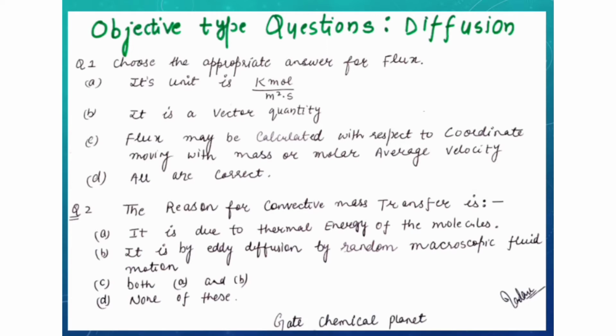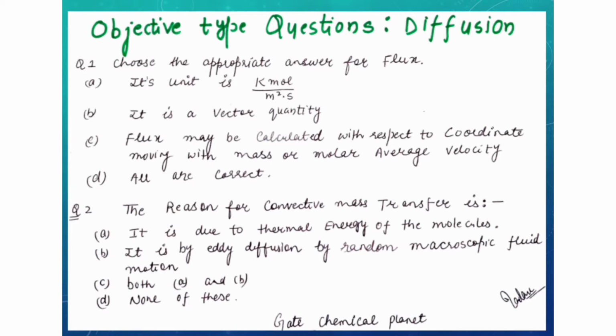Question number 1 says, choose the appropriate answer for the flux. Its unit is kilomole per meter square. It is a vector quantity. Flux may be calculated with respect to coordinates moving with mass or molar average velocity, and the option is all are correct.